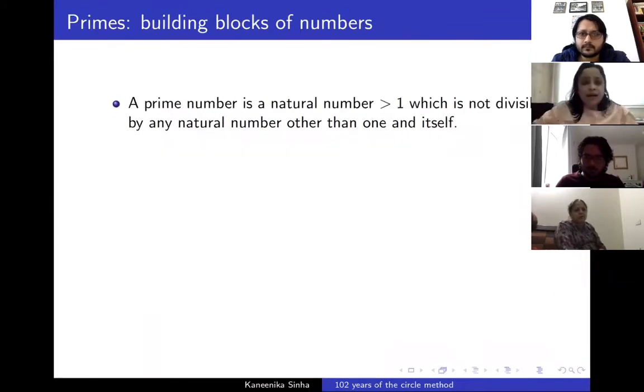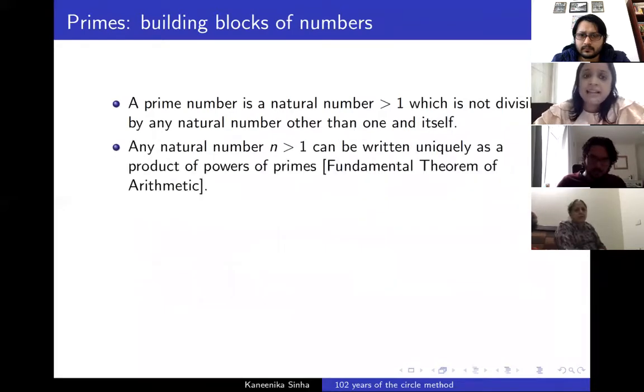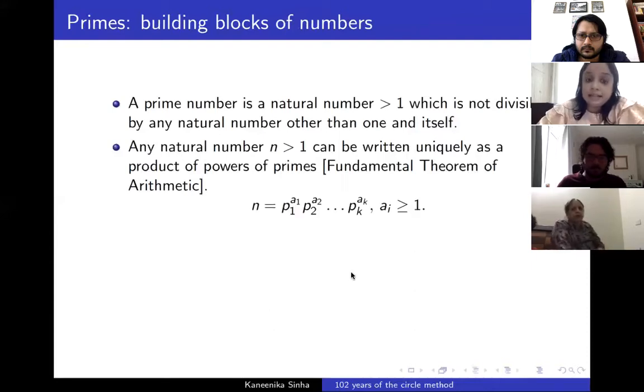Okay, so at a very basic level, let's start with what prime numbers are. A prime number is a natural number which is not divisible by any natural number other than 1 and itself. And we all know that any natural number n greater than 1 can be written uniquely as a product of powers of primes. This is called the fundamental theorem of arithmetic. We also know that there are infinitely many primes.